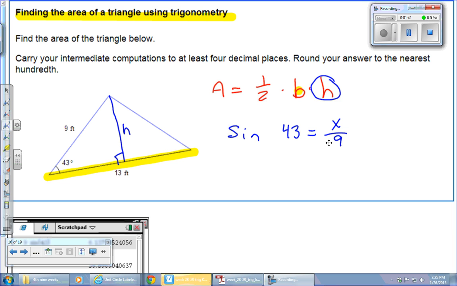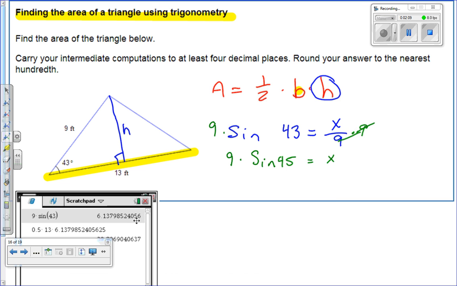And what I'm going to do is solve that. Just like we did before in the previous topics, I'm going to multiply both sides by 9 to get the x by itself. What happens there is these 9's cancel. I'm left with x is equal to 9 times the sine of 45 degrees. So we'll type that in the calculator and figure out what that value is.